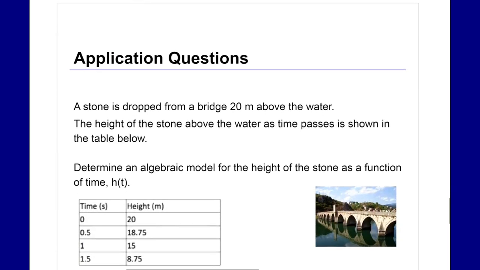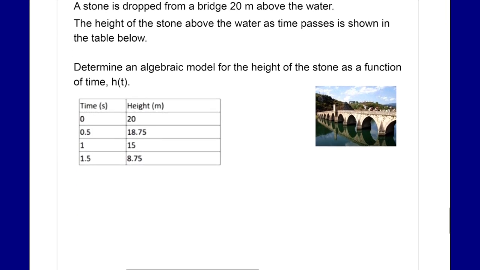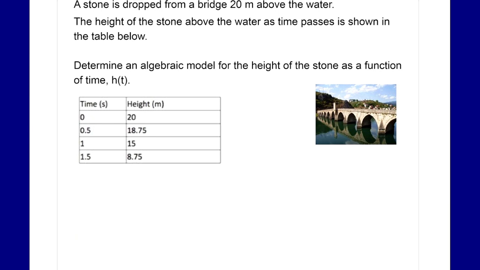Last question, right? So a stone is dropped from a bridge 20 meters above the water. The height of the stone above the water as time passes is shown in the table below. Determine an algebraic model for the height of the stone as a function of time, h at t. So based off of my information that's provided, what form should I be using? If I look at this, when time is 0, the height is 20. When time is 0.5, the height is 18.75.